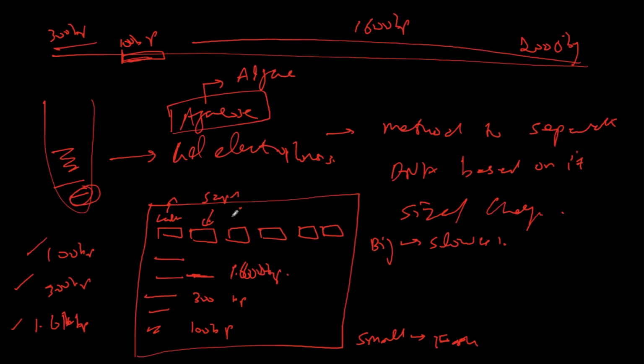So this is what gel electrophoresis does. It will differentiate your DNA based on the size of the molecule. The smaller the size, the faster it will run, and the larger the size, the slower it will move. So this is the basic of gel electrophoresis.